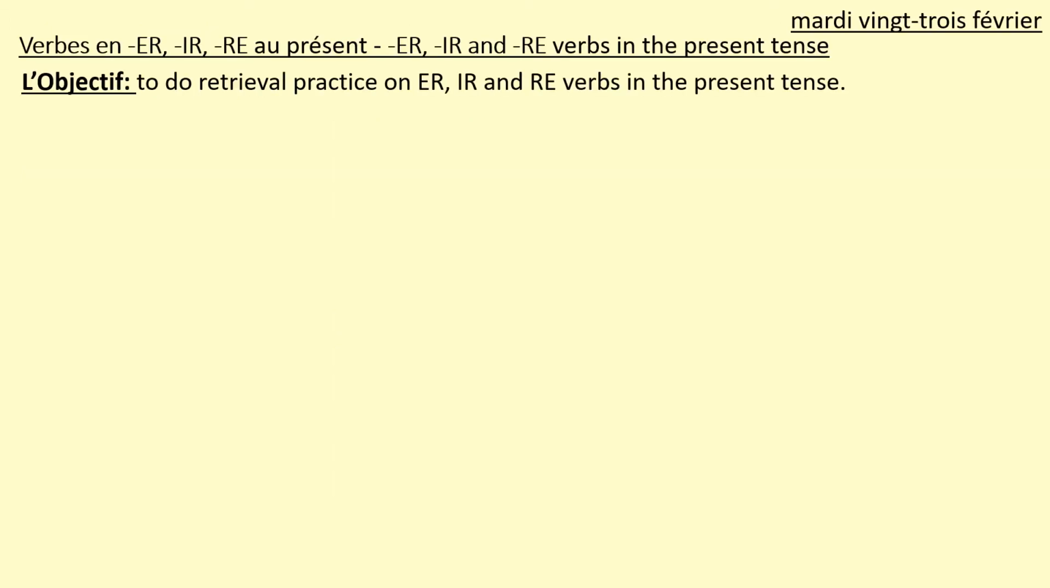First of all, as always, write down the date in French for me, and that's on the top line on the right hand side, and the middle line I want you to write down the title in French and in English, verbes en ER, IR, au présent, which is ER, IR and RE verbs in the present tense. Then on the following line, I'd like you to write down the objective, l'objectif, to do retrieval practice on ER, IR and RE verbs in the present tense. Pause to do that now and neatly underline your date and title. Press play when you're ready to move on.